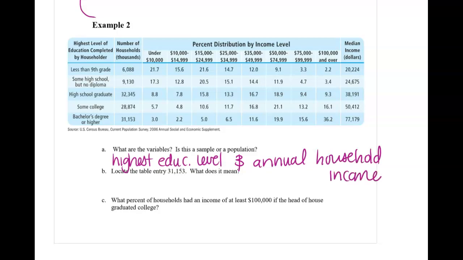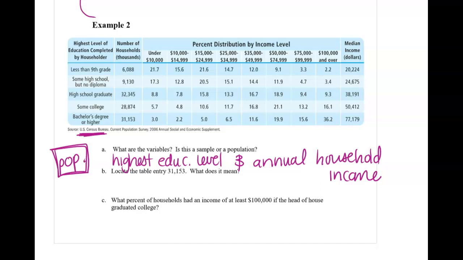Okay, sample or population. So this one, it's a little bit of a trick. So this is the U.S. Census Bureau a while ago in 2006, but either way, this is the Census Bureau. So then we're assuming population, just because the census should get everybody, and if it doesn't, that's okay. We're going to call it population.